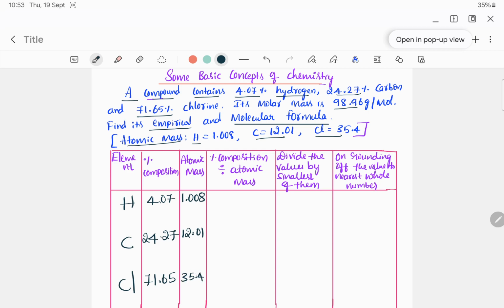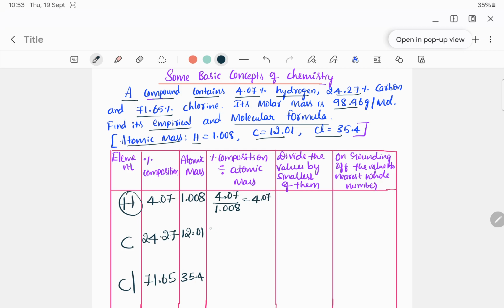Now, next step, we need to write the percentage composition divided by atomic mass. If you take the hydrogen, what is the percentage composition? 4.07 divided by the atomic mass of hydrogen, 1.008. Both are given in the question. Next, see what is the answer. 4.07 divided by 1 will give 4.07 itself.